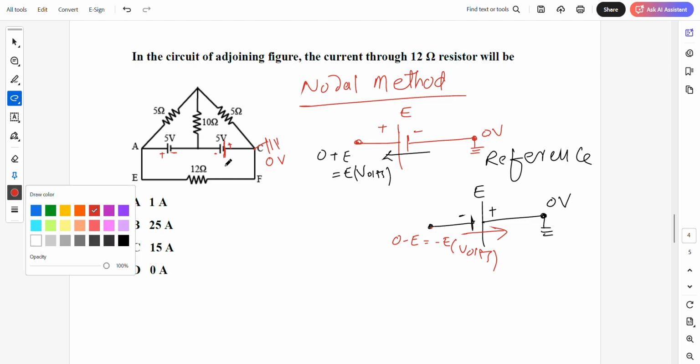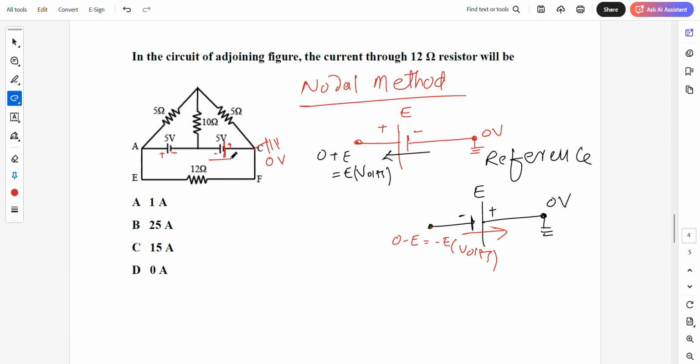Okay, is it opposite or favoring? It is opposite. Okay, like this. In the same, this is like this. If I move from here to here, I have to subtract. If I move from here to here, I have to add up. Okay, 0 minus E, minus E.